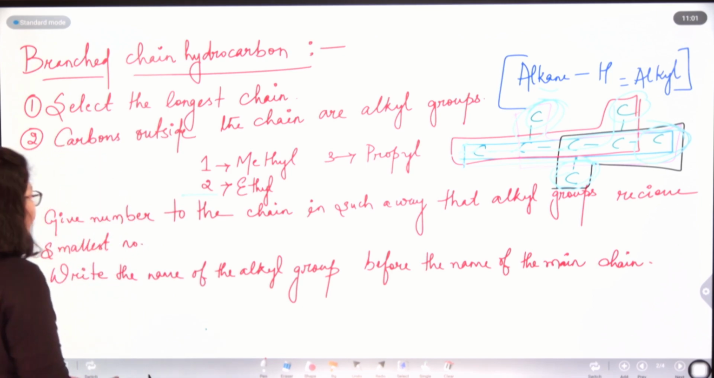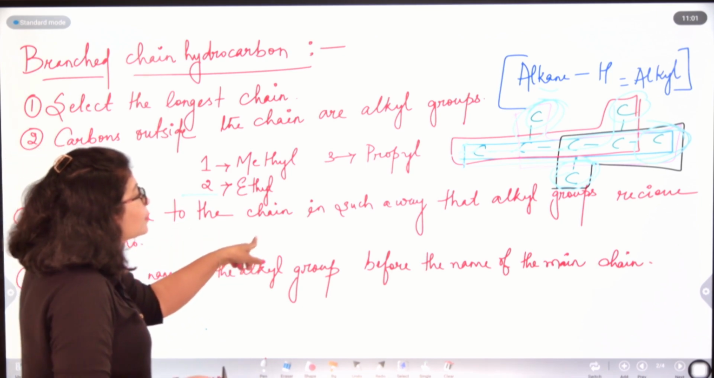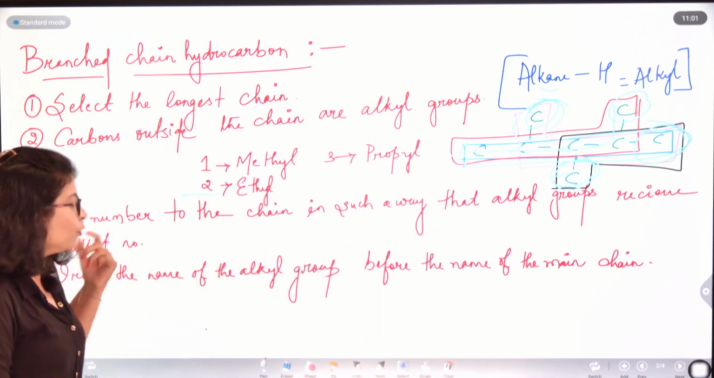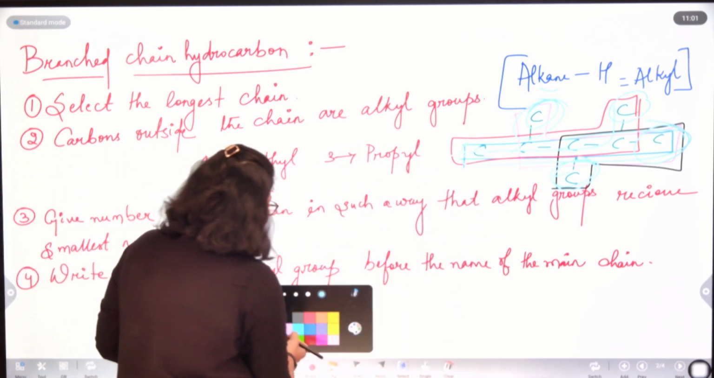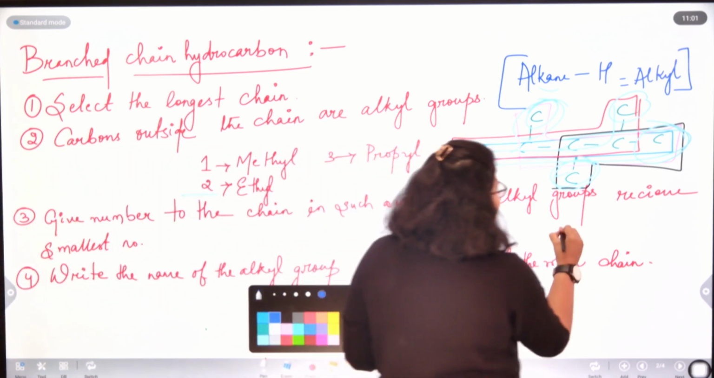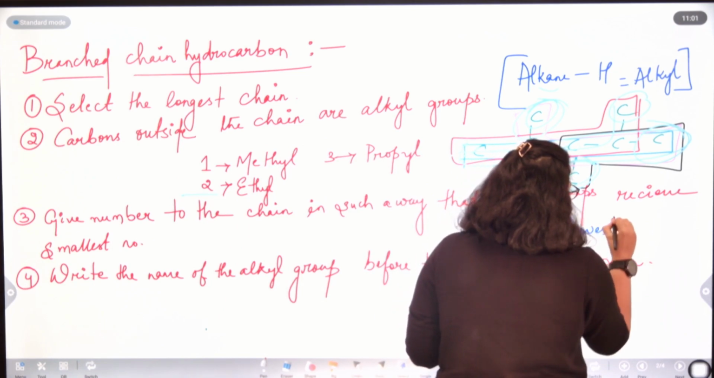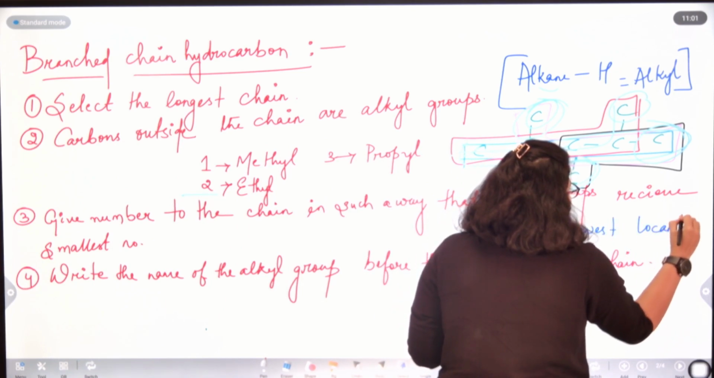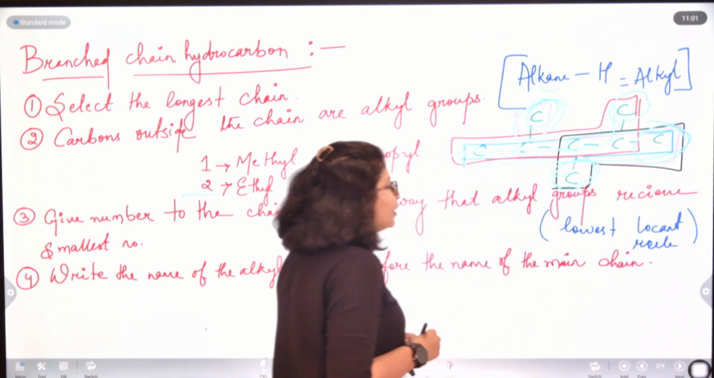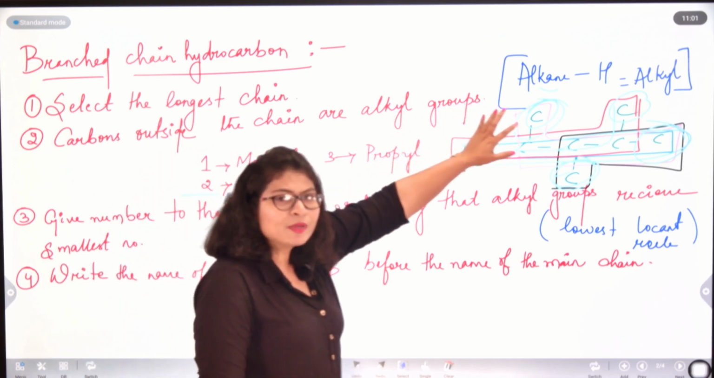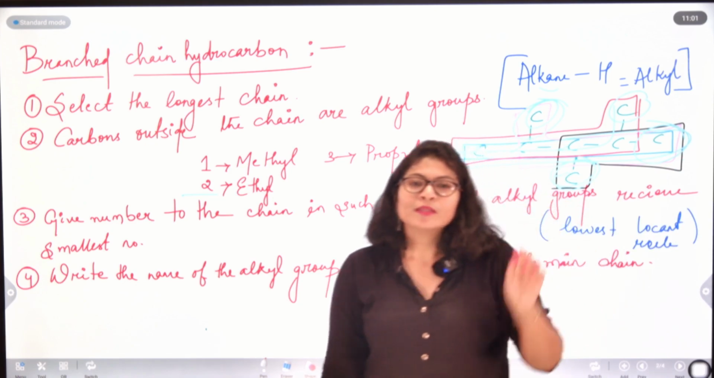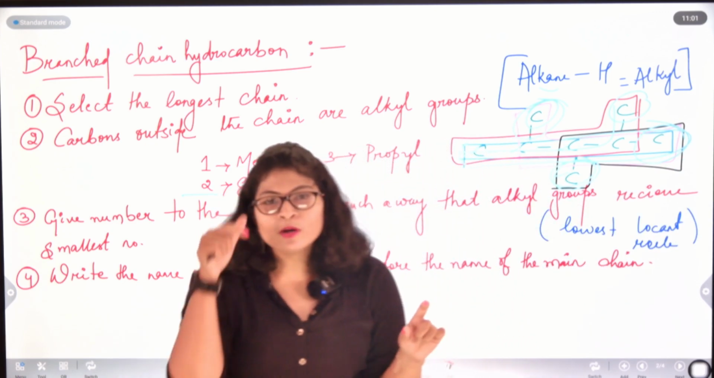Right. Next is give number to the chain in such a way that alkyl groups receive the smallest number. Okay, if you remember students, in the previous video I talked about something called the lowest locant rule, right? That means if I'm seeing this as my given compound which I have to name, then I got one main chain, I got branches.